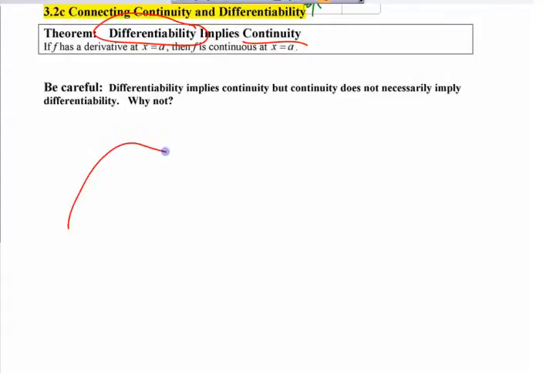Differentiable means it's a nice smooth change at every point in the slope. There's no sudden slope changes. There's no way to draw it so that it's differentiable but then turns out to be not continuous. So this implies this one way, right? If it's differentiable, then it's continuous.